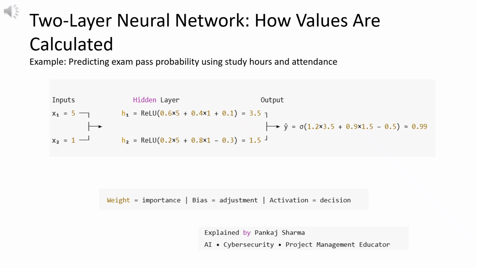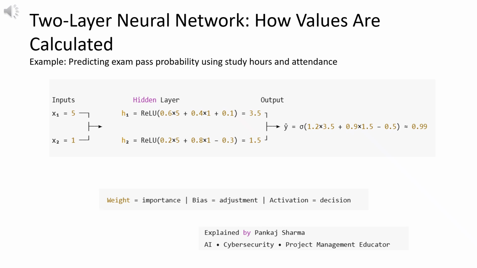We've seen how values are calculated using weights and bias. Now let's name the two key processes. When inputs move from left to right, from inputs to hidden layer to output, this is called forward propagation. In forward propagation, the network multiplies inputs by weights, adds bias, applies activation, and produces a prediction. In our example, forward propagation gives an output of 0.99.